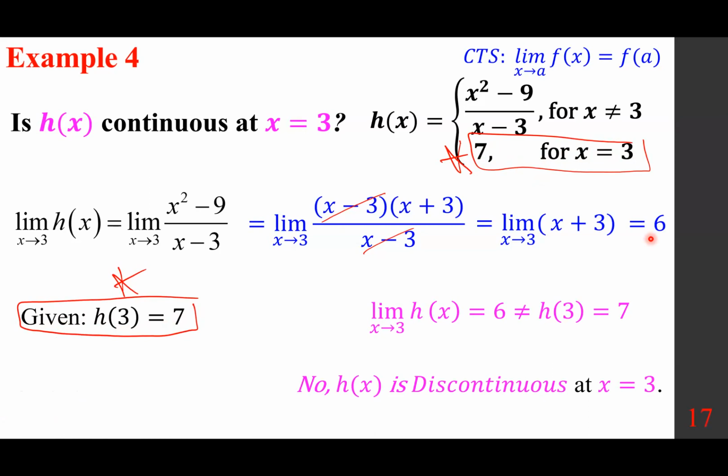In order for a function to be continuous at any point, the limit of f of x as x approaches a must be f of a, or in this case, h of a. So h of 3 is not equal to the limit of h of x as x approaches 3, therefore discontinuous at x equals 3.